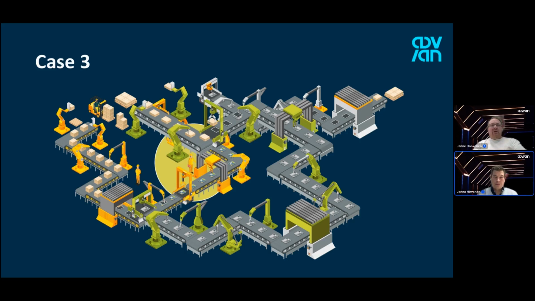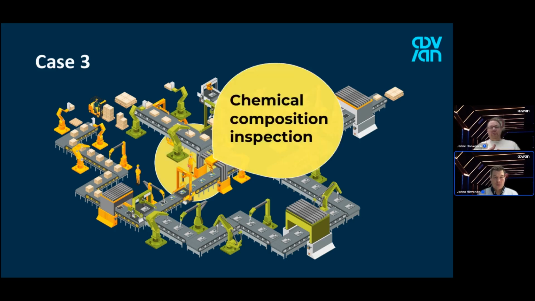From time to time, there's also a need to ensure that the components are clean or there's no residues of any foreign substances. In this kind of use case, we will use Advian Edge chemical composition inspection app, which uses hyperspectral imaging as a sensor together with different classification machine learning models. And this can reveal any residues like oil on a component surface.